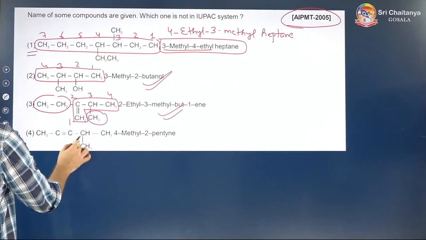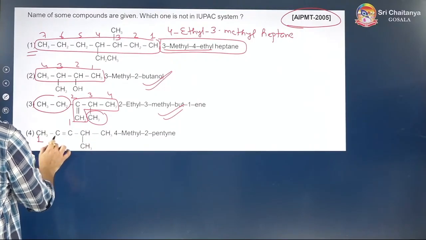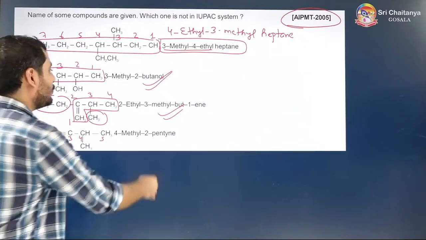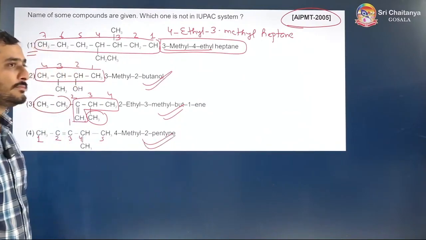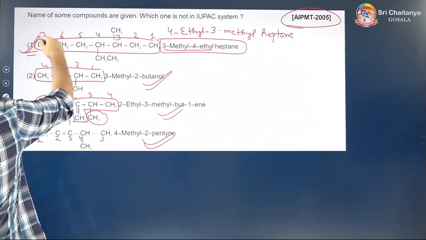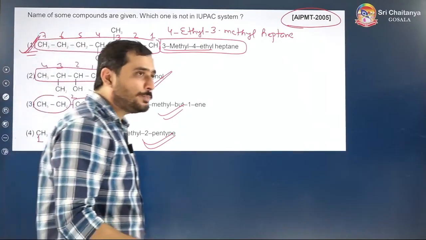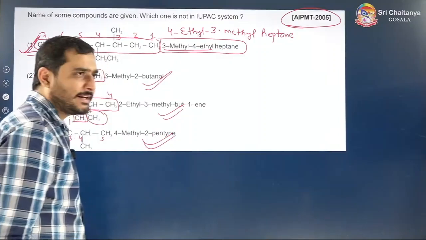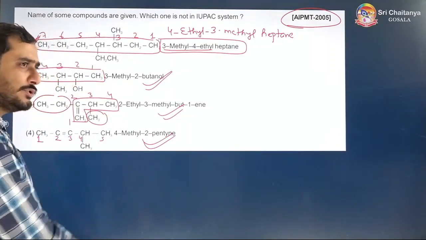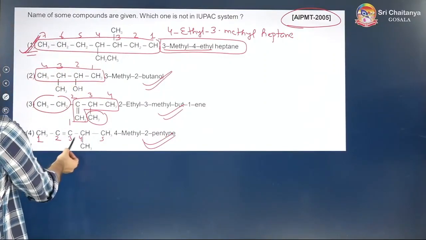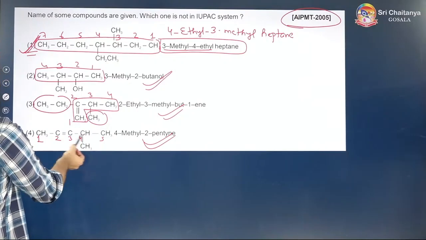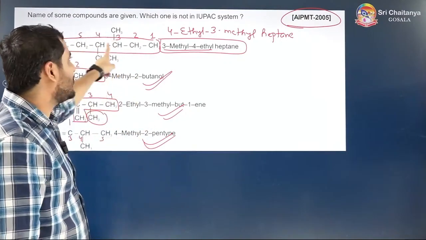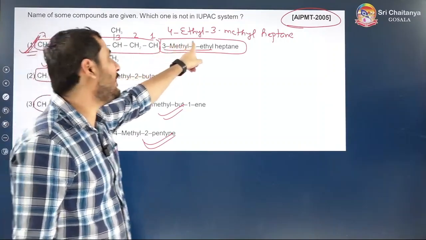Now next is 1, 2, 3, 4, 5. So numbering starts from here. It is given 4 methyl pent 2 yne. So this is also correct. So what will be the answer for this question? Option number 1. Which IUPAC rule are they not following in the first one? Is the fourth incorrect? No, the fourth is correct if you check. It is given 1, 2, 3, 4, 5: 4 methyl, for 5 carbon atoms pent, and second position yne. So in the first option, which IUPAC rule is not followed? Alphabetical order.